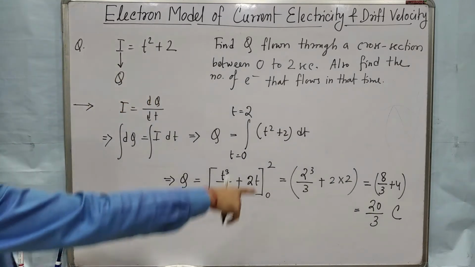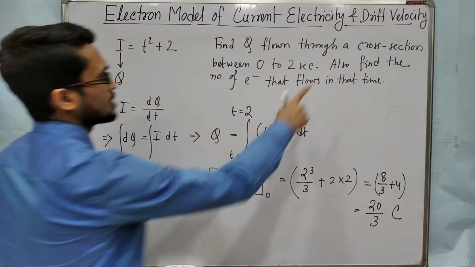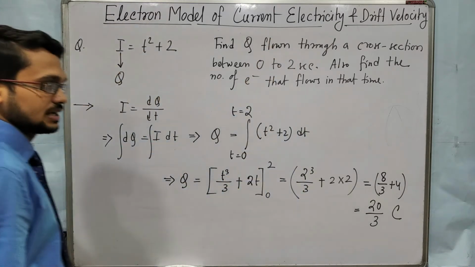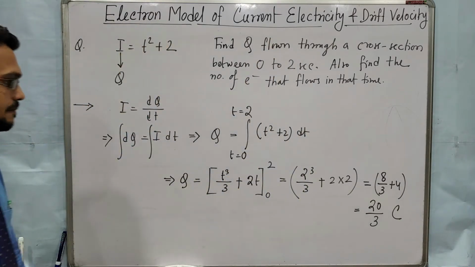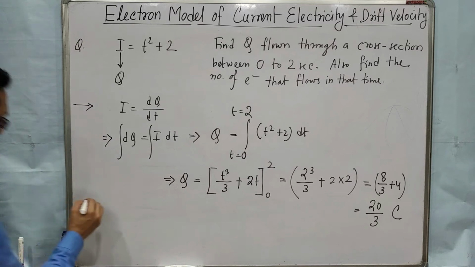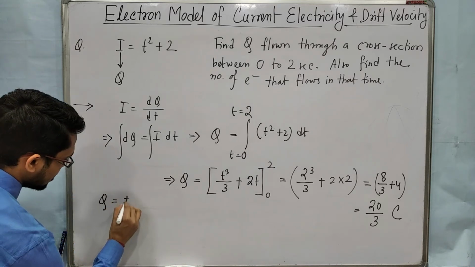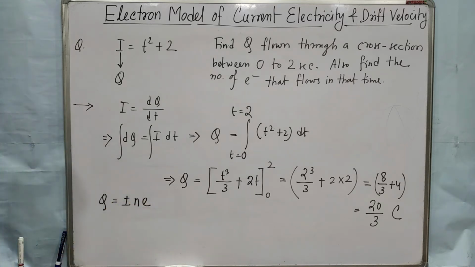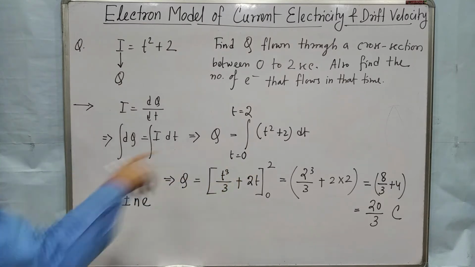Okay, so this amount of charge is flowing through any cross section between 0 to 2 seconds for this current. Now, the number of electrons that flow in that time. So this is charge. Now charge means q equal to what? Q equal to plus minus Ne. We know q equal to plus minus Ne. So q is this much.